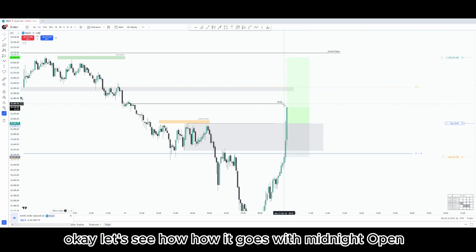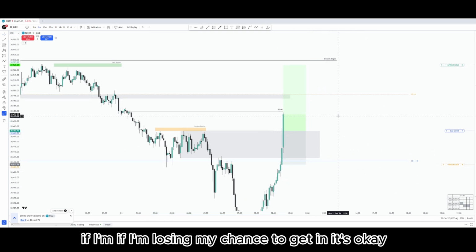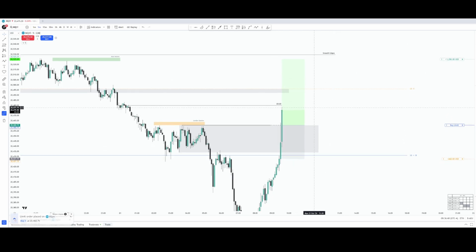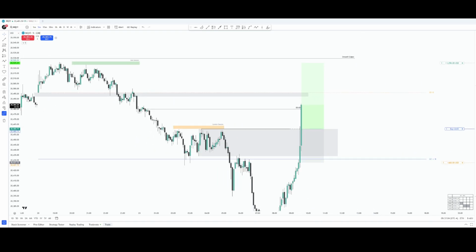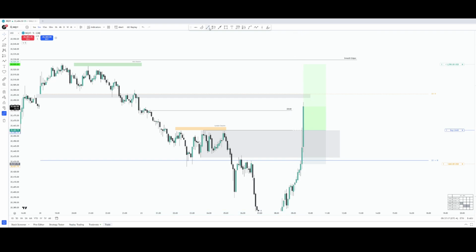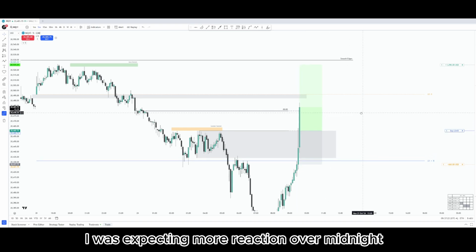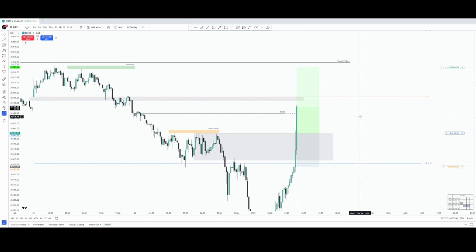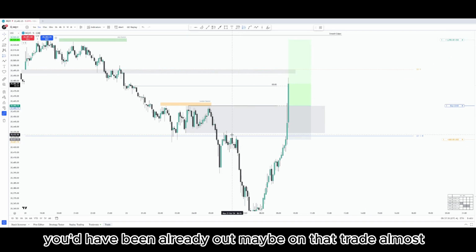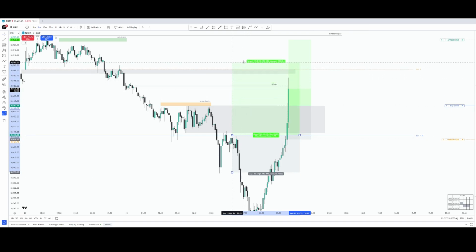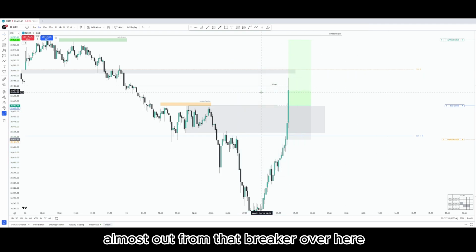Okay, let's see how it goes with midnight open. If I'm losing my chance to get in, it's okay. I don't care. And you look strong. I was expecting more reaction from midnight. You would have been already out maybe on that trade. Almost out from that breaker over here.